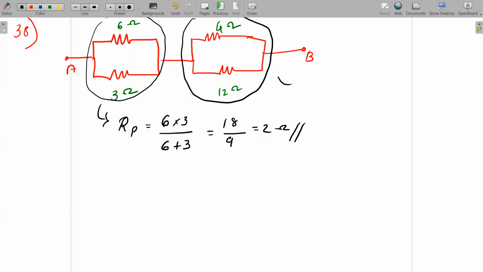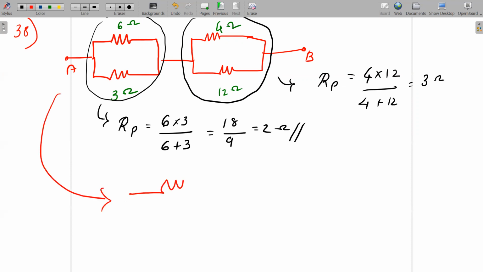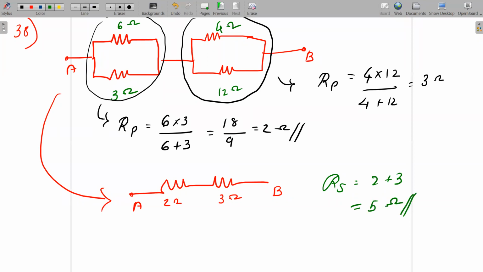Now find this one. How much will you guys get? RP is equal to 4 into 12 divided by 4 plus 12. You guys will get 3 ohm. Now what happened to the equation? Now you should draw the circuit, children. Don't simply see by yourself. A, B become like this. This is now 2 ohm. This is 3 ohm. Under that condition, you can find RS is equal to 2 plus 3, which is 5 ohm. Got it? Is it okay?